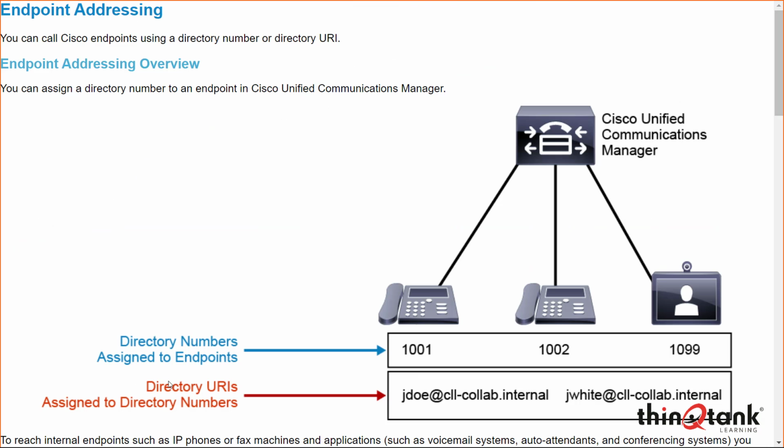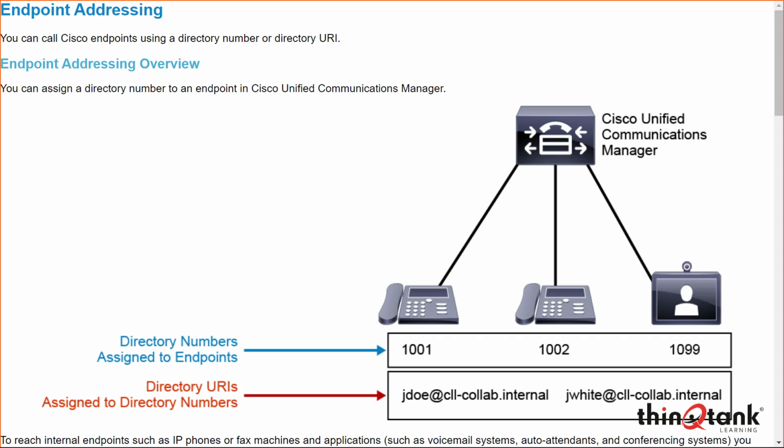So the next thing we're going to talk about is endpoint addressing. We think of, kind of the most basic form of endpoint addressing is just an extension that gets assigned to an endpoint. But there's more to it than that, right? Because if we're using SIP, for example, we could actually use a SIP URI, or what we call a directory URI, to actually address that particular endpoint. So it doesn't have to be a traditional 4-digit extension or 3-digit extension that allows us to identify that endpoint. Now, usually it is going to be some sort of directory number that gets assigned to the endpoint, but it really just depends on how we're deploying the endpoints in our environment.